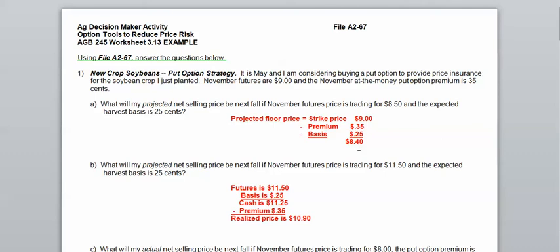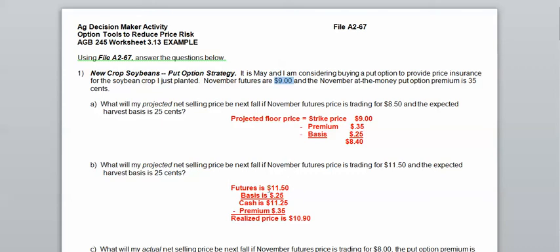In problem B, price goes up. We're going to go ahead and take advantage of that price increase. Okay, what will be my projected net selling price next fall if November futures price is trading at 11.50 and the expected harvest basis is 25 cents? Well, instead of using the strike price now, we're going to use the futures price because we're not going to exercise the option. If we exercise the option, that allows us to sell futures at $9.